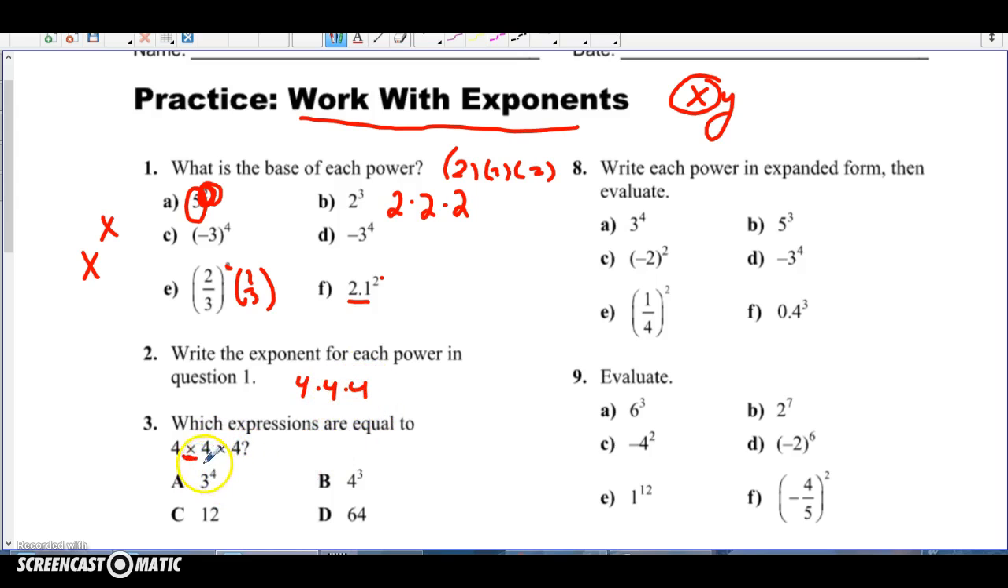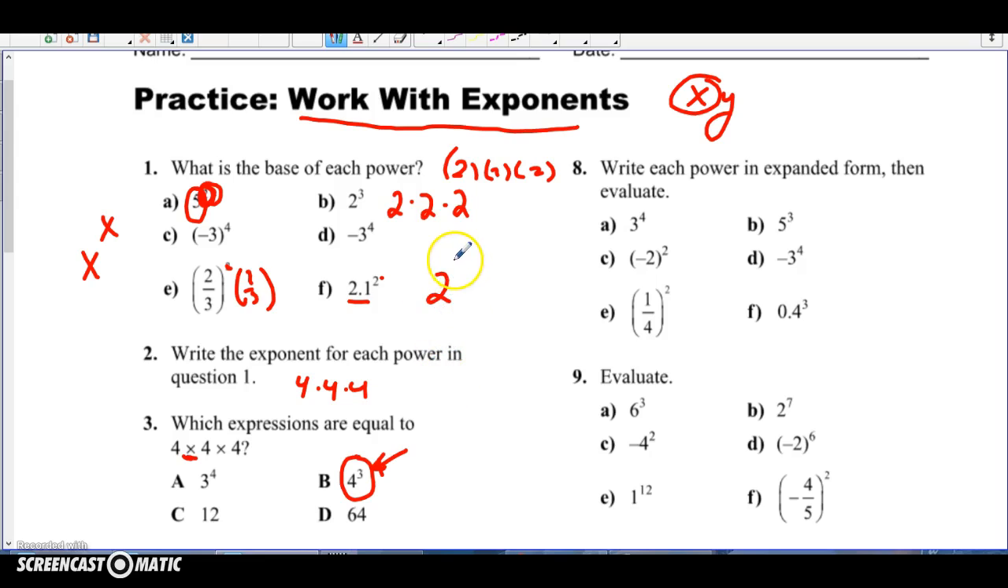So let's just look at this real quick. 4 times 4 times 4 is 4 to the power of 3. So that's 4. That's this one here. Now, I was about to say this. It's 4 cubed. 4 cubed is short form. Cubed means to the power of 3. So basically, we do this.